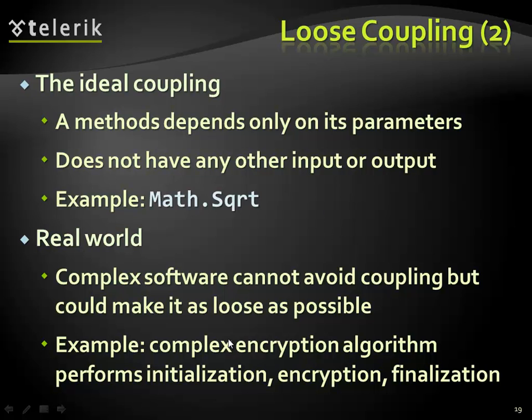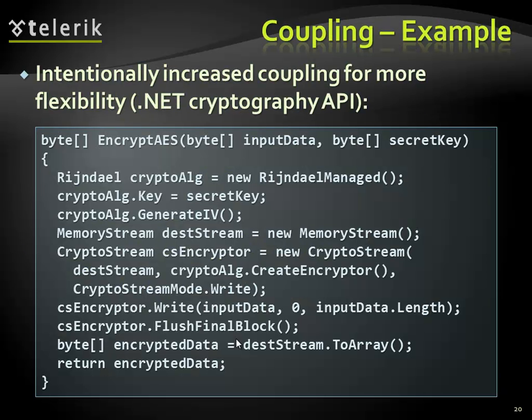Of course, as I mentioned, in the real world coupling will always be there. You cannot avoid classes knowing about each other, but make it as loose as possible. And sometimes you need to tighten the coupling a little bit in order to make your code more readable. So there's this quite complex example of an encryption method that gets a byte array of some data and some secret key and runs some procedures to encrypt this data.